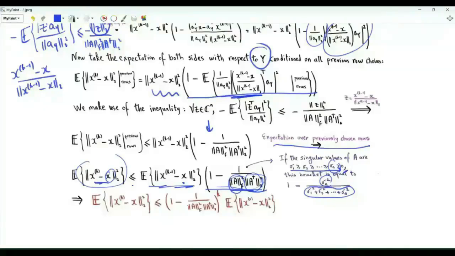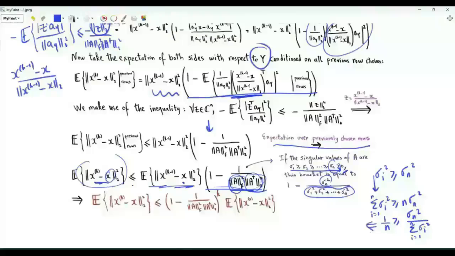Note that sigma i squared is greater than or equal to sigma n squared. If we sum over the singular values, the summation of sigma i squared, i from 1 to n, is greater than or equal to n sigma n squared. Divide both sides by n times the sum. So we get that 1 over n is greater than or equal to sigma n squared over the sum. Multiply by minus 1 and add 1. We get that 1 minus sigma n squared over the sum from sigma 1 squared to sigma n squared is greater than or equal to 1 minus 1 over n.